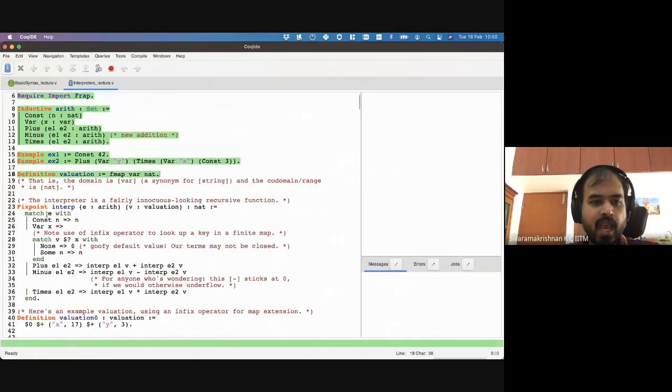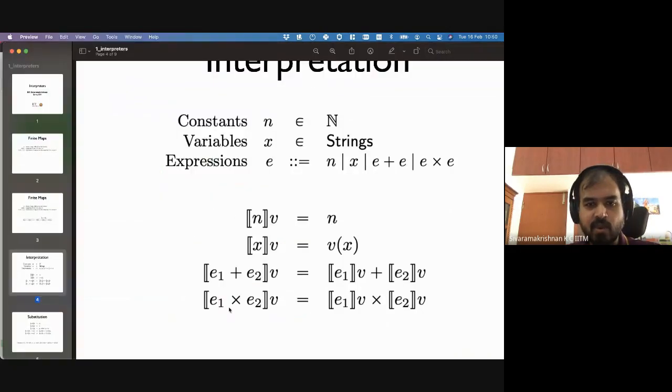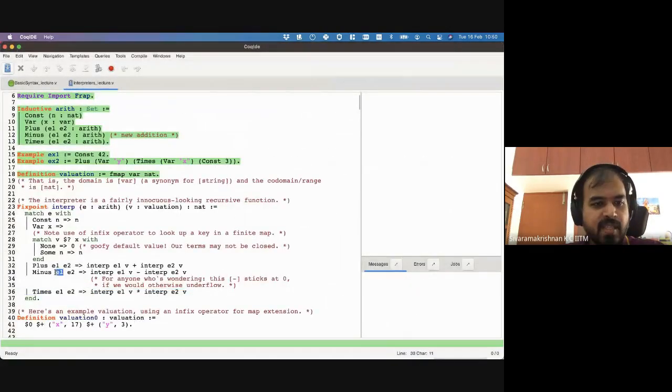And yeah, the const, the plus and times cases are fairly standard. This is exactly the same as what we described here. Minus is a little bit interesting because we do recursive interpretation. So we interpret E1, we interpret E2. It might be the case that E1 is 3 and E2 is 7, and because we are in natural number land, 3 minus 7 is going to be 0. So that's a thing to keep in the back of the mind. We are not using integers, we are using natural numbers.